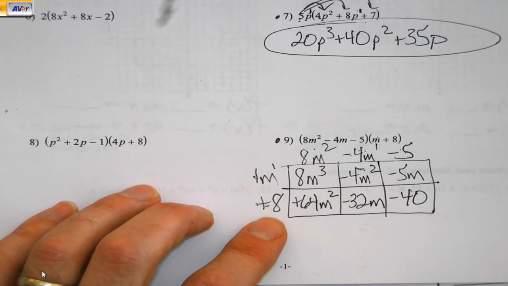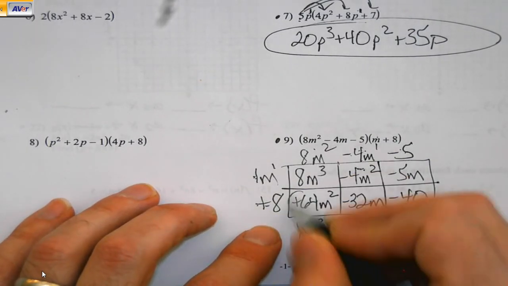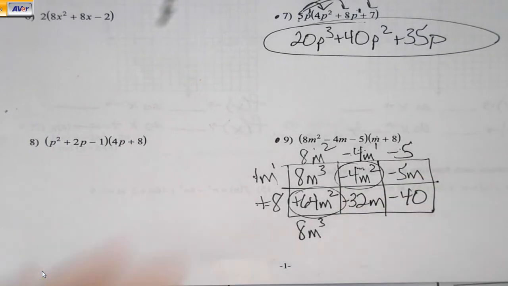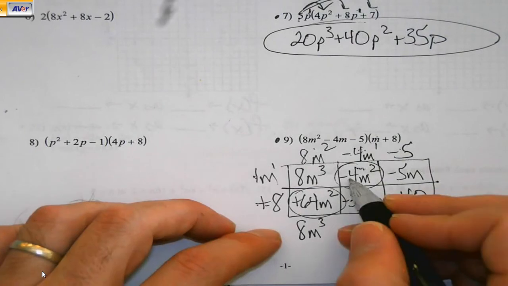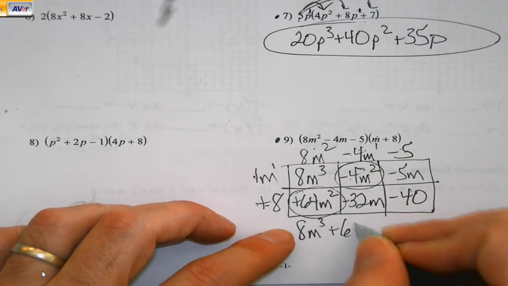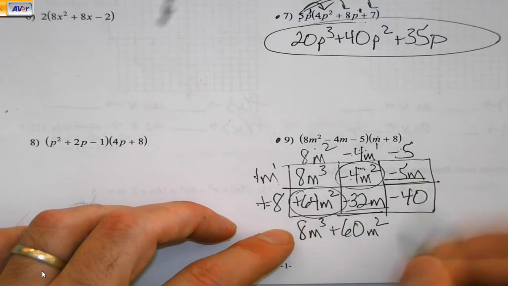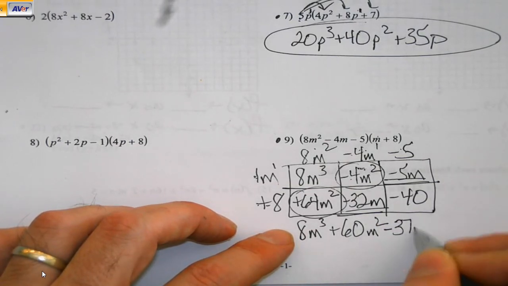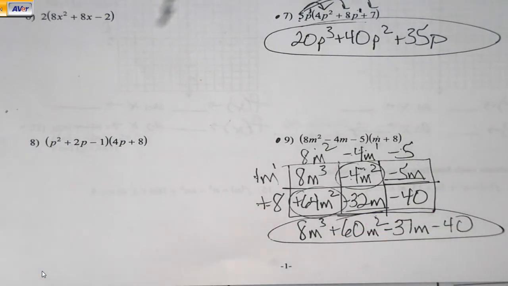Once the box is filled, if I start in the upper left corner, that's where my largest degree will be. And again, at this point, the m squared isn't changing. It's just negative 4 plus 64, which is 60. Negative 32 and negative 5. Just adding and subtracting to get to that final polynomial.